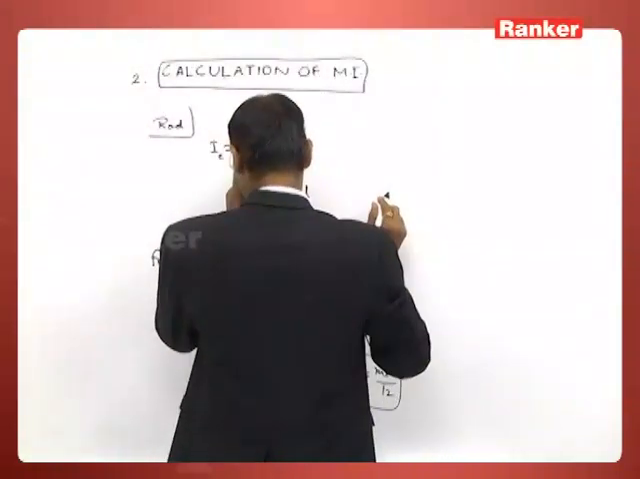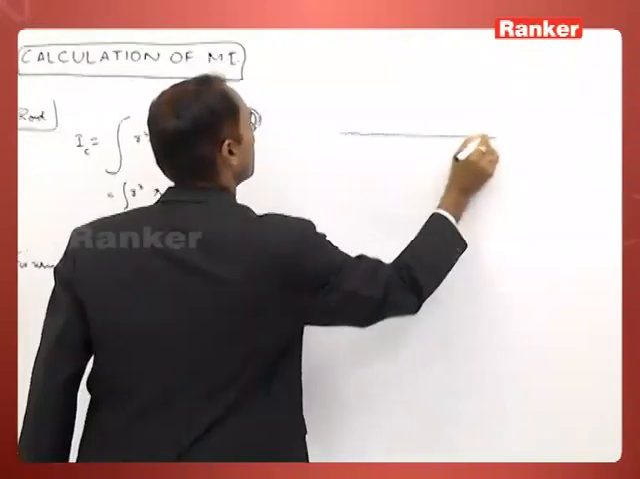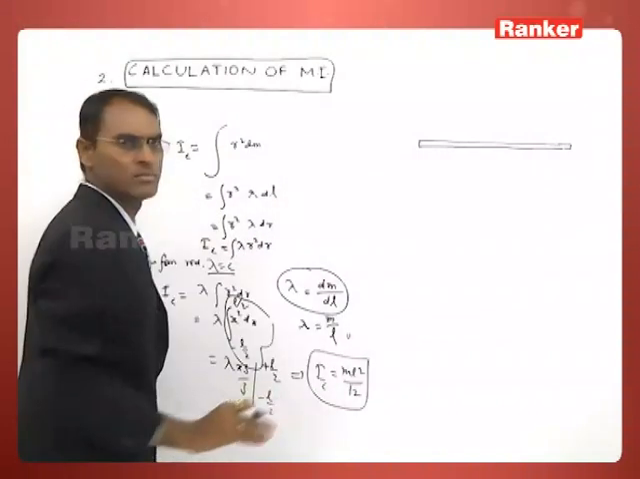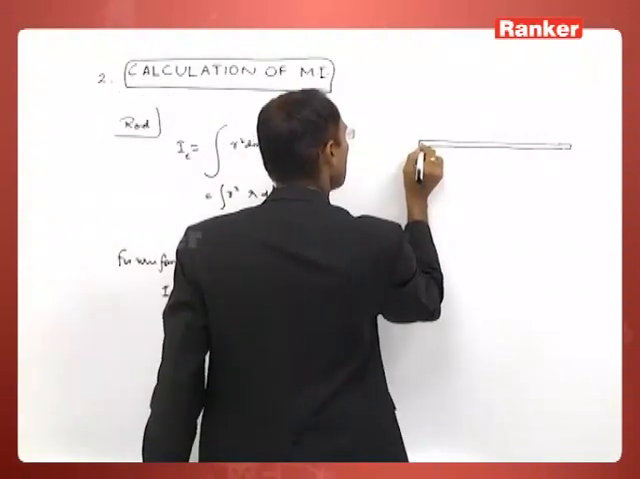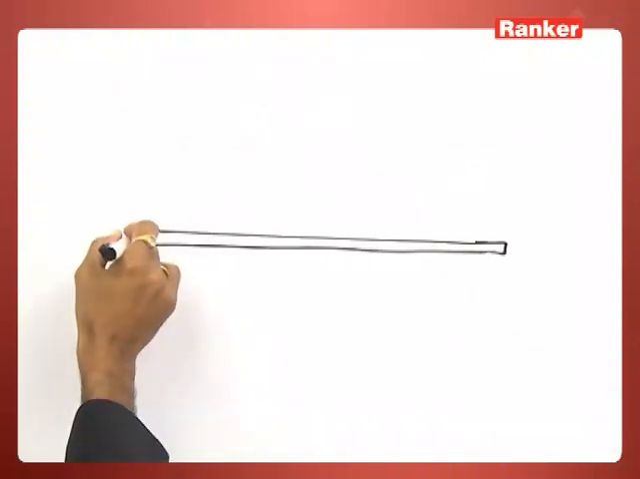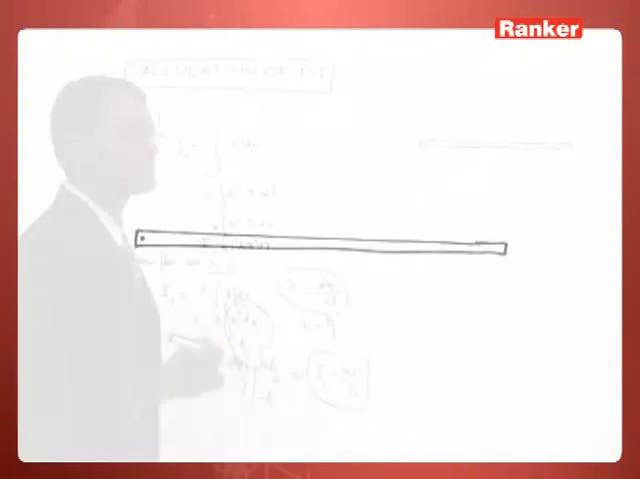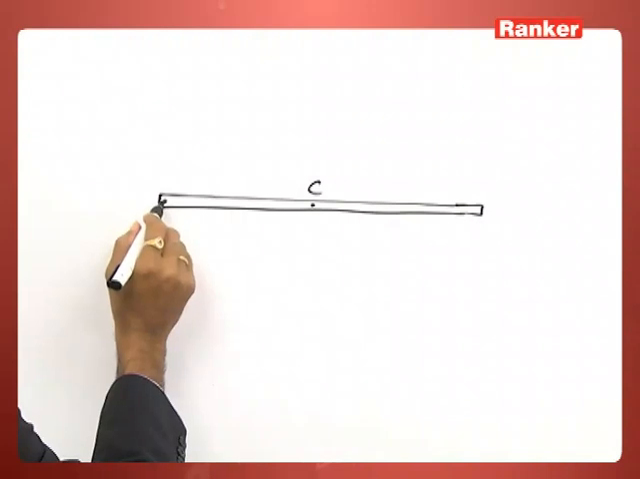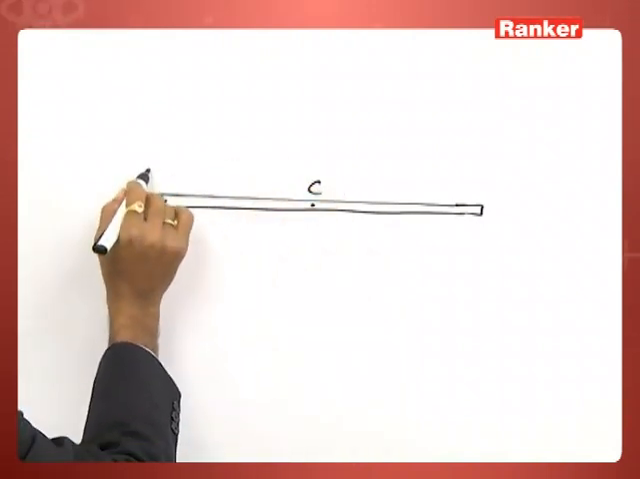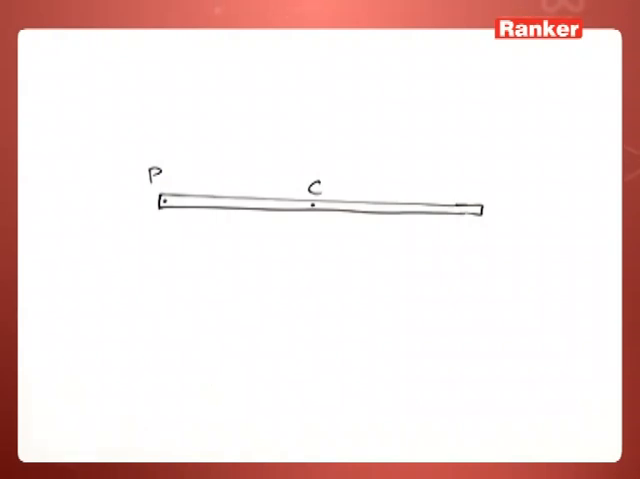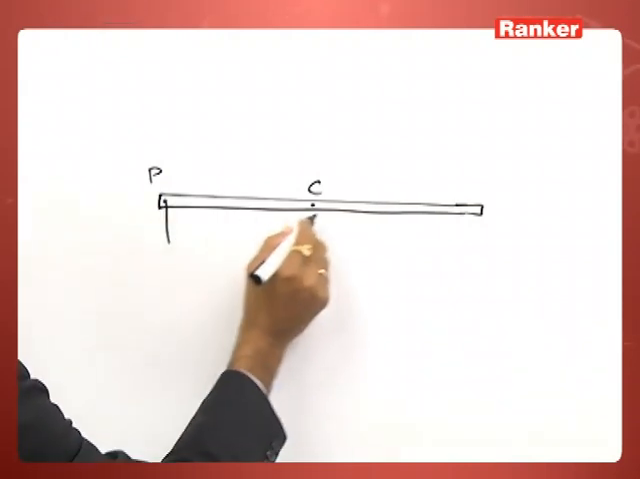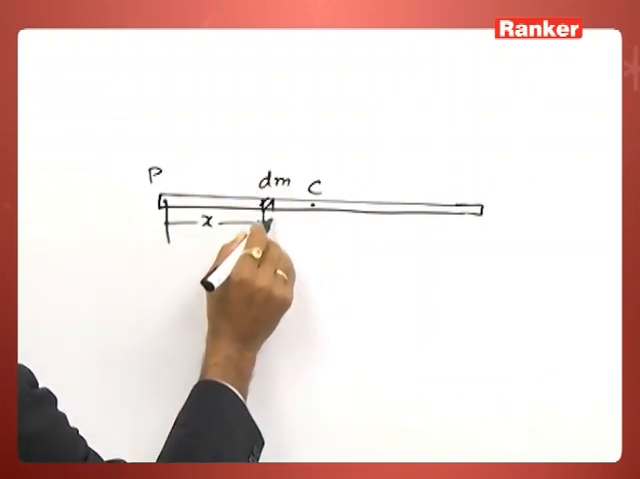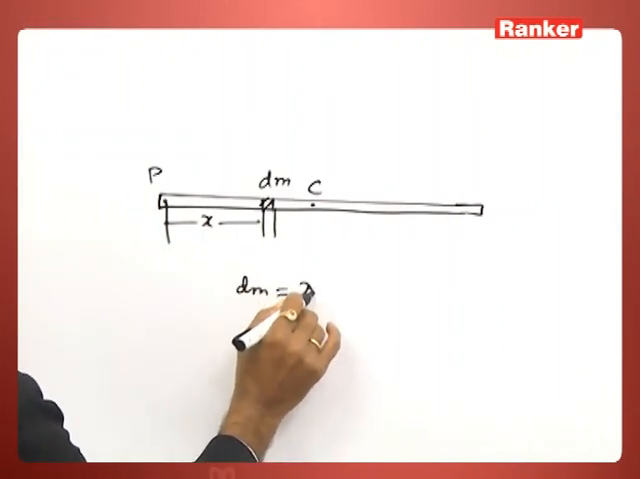Sometimes we are asked to calculate the moment of inertia of the rod not about the center of mass axis, but about any other axis perpendicular to the rod, or normal to the rod, but at a different point other than the center of mass. Let us take the end point P, suppose. In this case, directly you can take the small segment of mass dm at a distance of x. dm is equal to lambda dx.